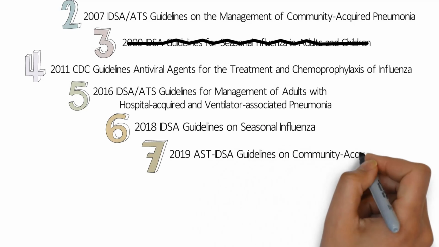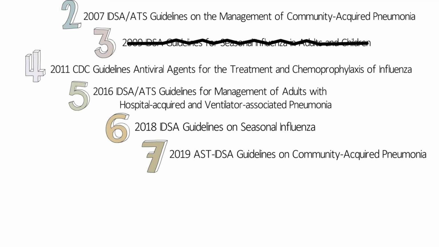Now, in October of 2019, after 12 long years, IDSA and ATS together developed updated guidelines for community-acquired pneumonia, which borrows some components from the 2007 guidelines. We will discuss those shortly.